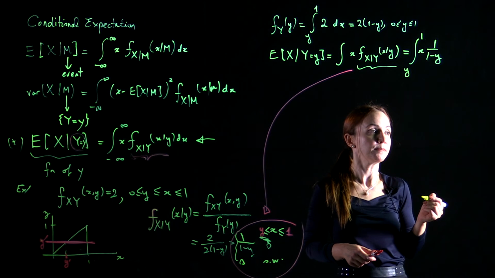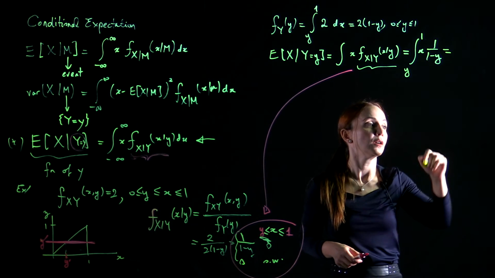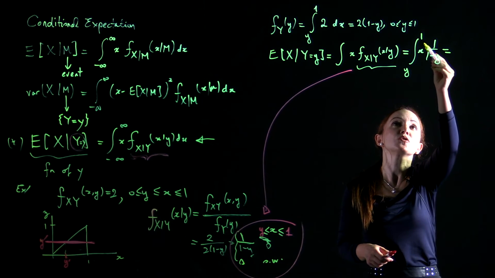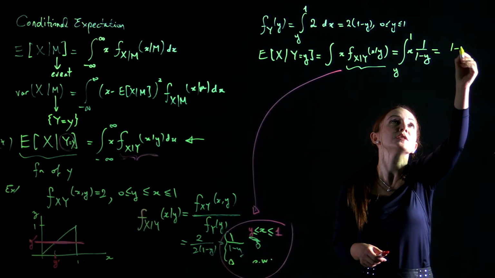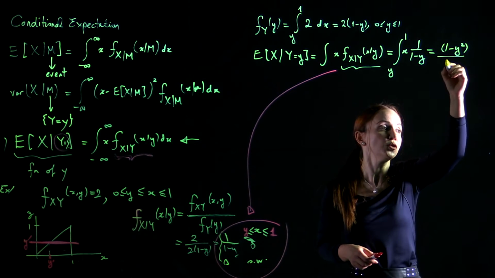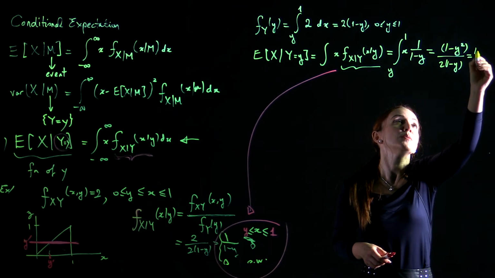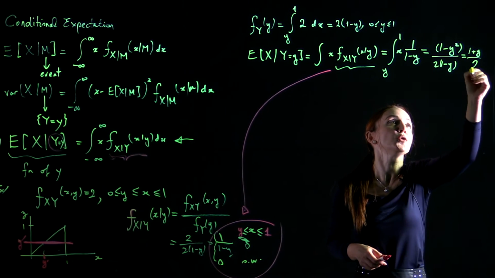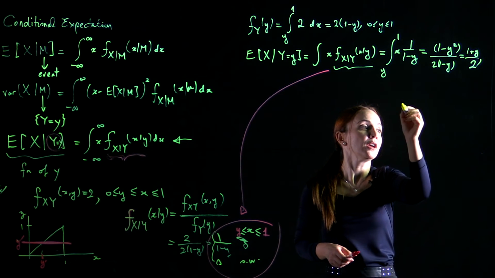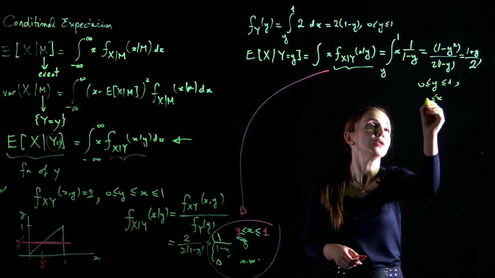So the result is equal to x squared evaluated from y to 1, so 1 minus y squared, divided by 2 times 1 minus y, which is simply 1 plus y over 2. And this is, of course, valid whenever y is between 0 and 1 and x is between y and 1.